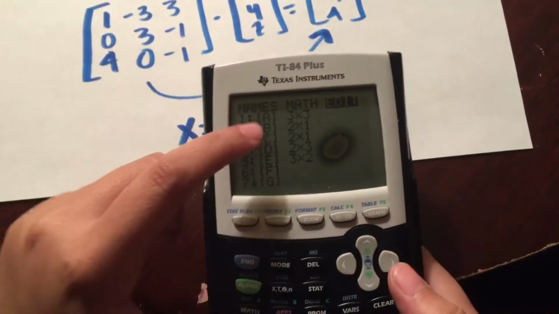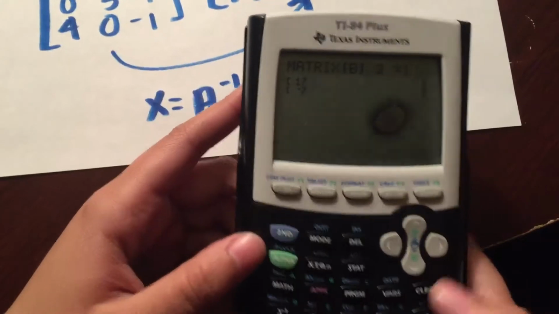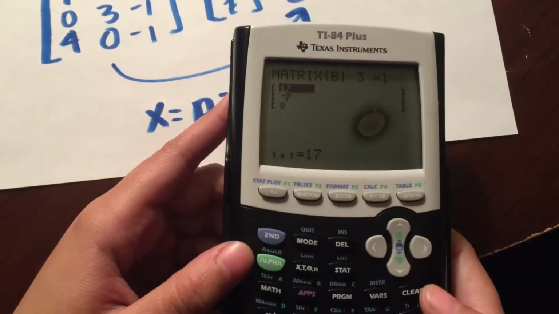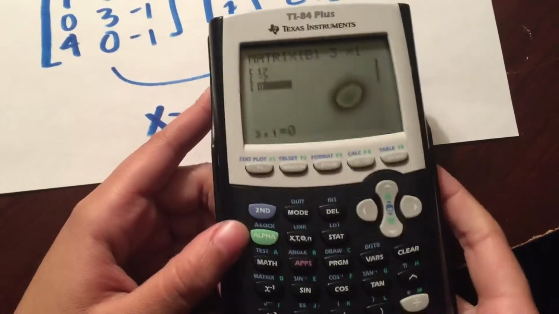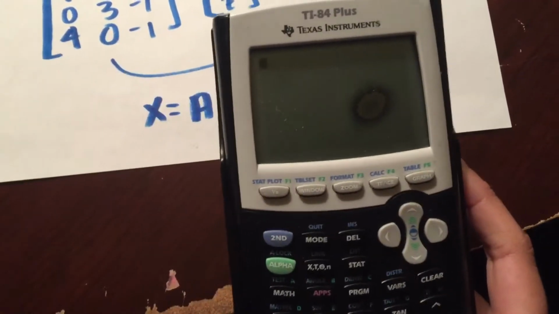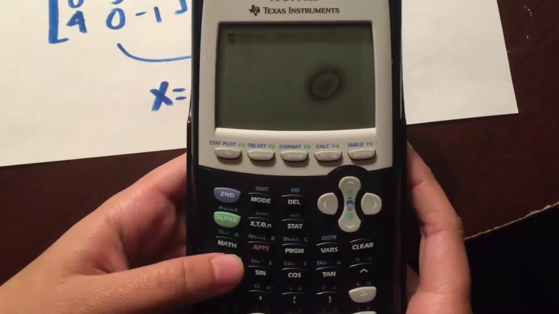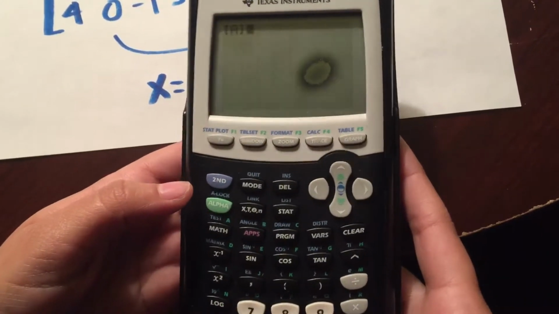So then that's for A, and then you're going to go to B and do the same thing. You're going to go to edit, and this is a 3 by 1. And so it's going to be 17, negative 7, and 4. And then here comes the very easy part. All you have to do is go to matrices again. This time, just press A.